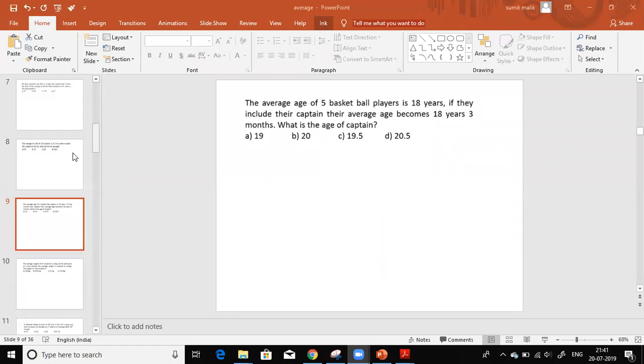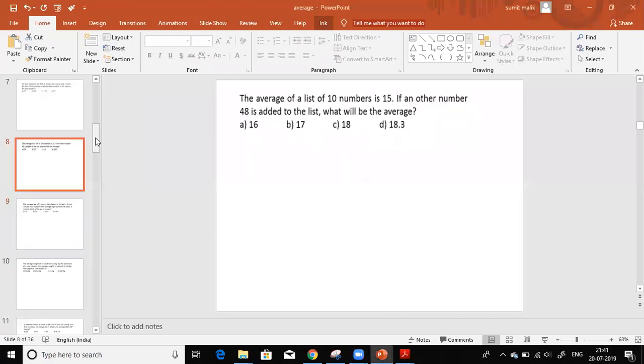Before solving this, first we will solve this one with another method. Today we solved it with the basic method. Now we will solve it with another method. Now look at it very carefully. The average of the list of 10 numbers is 15. So suppose these are 10 numbers and their average is 15.